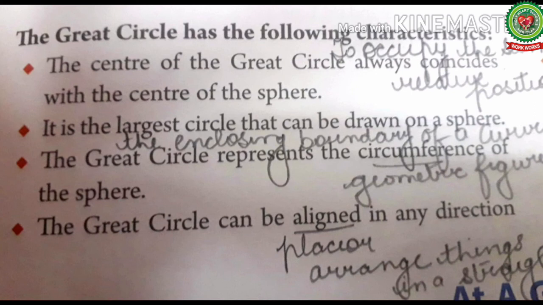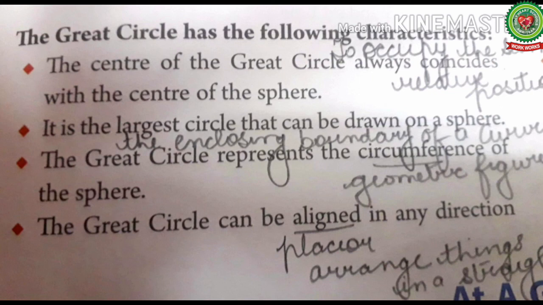Number 1. The center of the great circle always coincides with the center of the sphere. Coincide means to occupy the same relative position. It means the center of the sphere will be the center of the great circle. Number 2. It is the largest circle that can be drawn on the sphere. For example, equator. Number 3. The great circle represents the circumference of the sphere. Circumference means the enclosing boundary of a curved geometric figure. It means the circumference of the sphere is the circumference of the great circle.